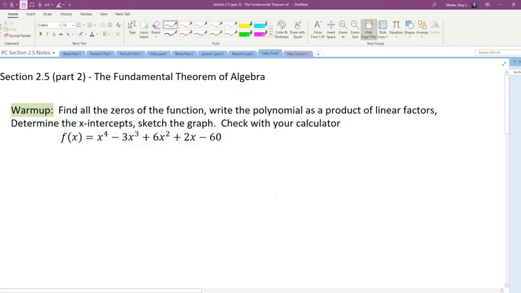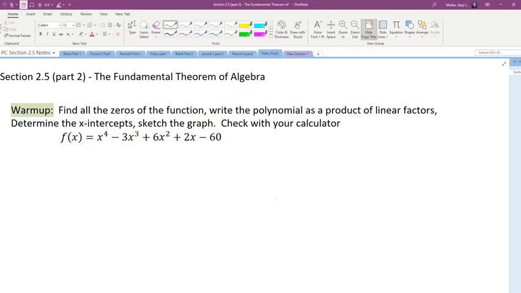All right, in this video, we're going to be covering section 2.5, part 2, and this will be continuing our discussion on the fundamental theorem of algebra. And just to remind you, the fundamental theorem of algebra is simply the statement that says the degree of a polynomial indicates how many total zeros there are in the function, as long as you are including repeats and imaginary numbers.